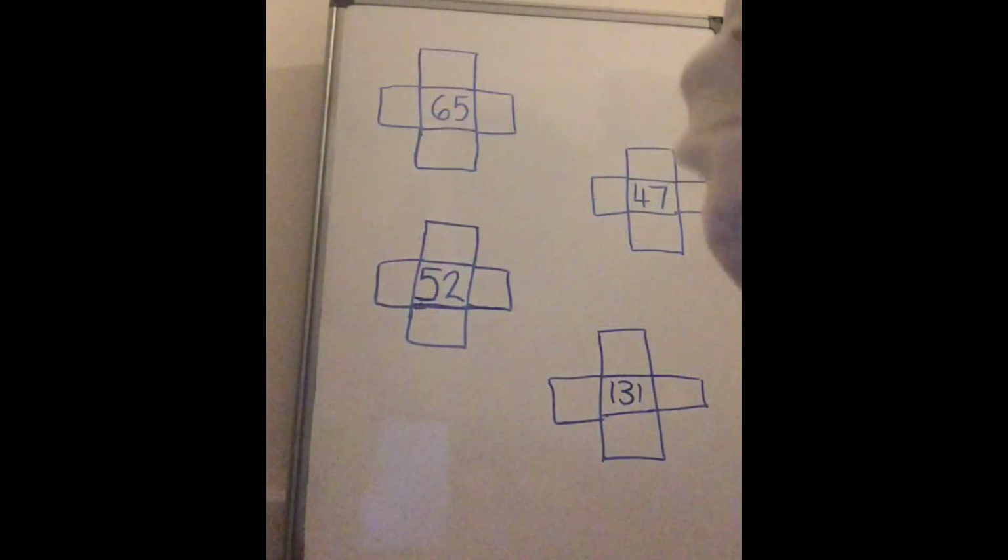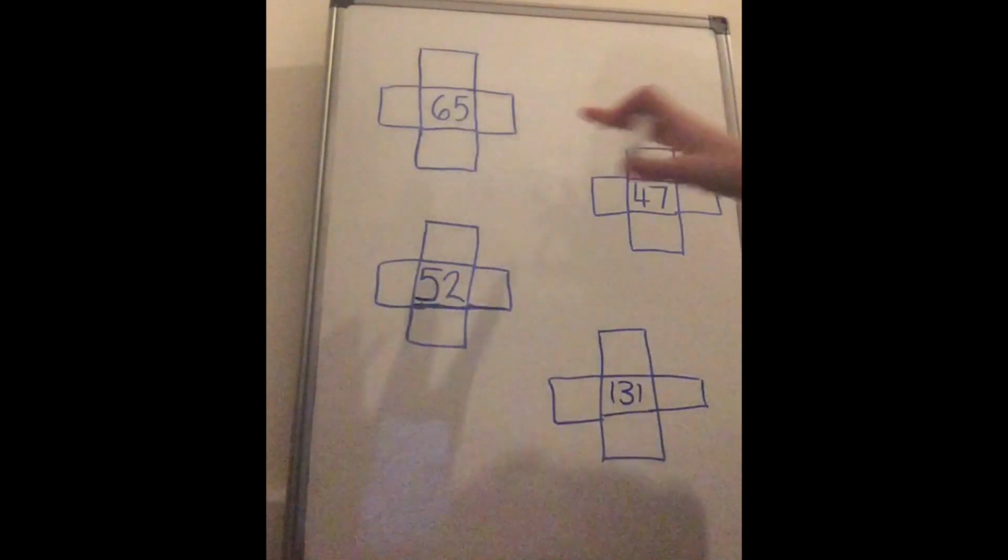Now we're going to find 10 less, 10 more, 1 less and 1 more on these zoomed in versions of the 100 square.